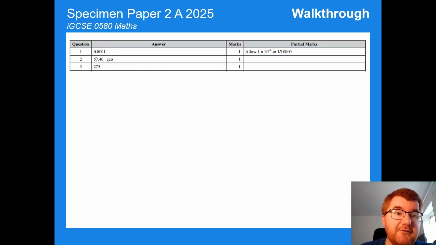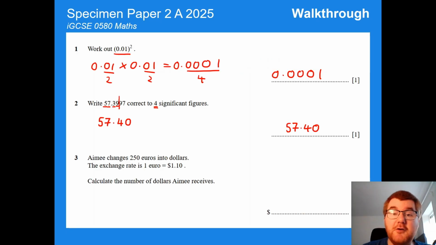Okay, notice they've got correct answer only. That's what CAO stands for. So you have to have the 0 there, otherwise you won't get the mark. On to question 3. So Amy changes 250 euros into dollars, and we have the exchange rate.